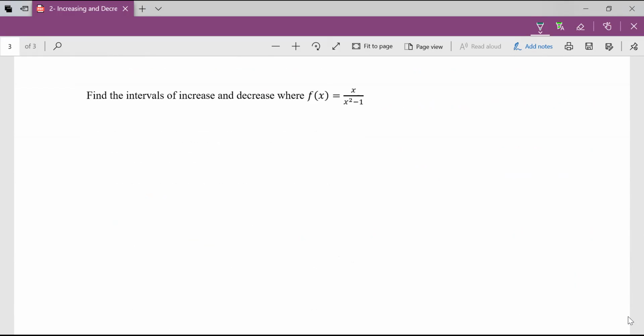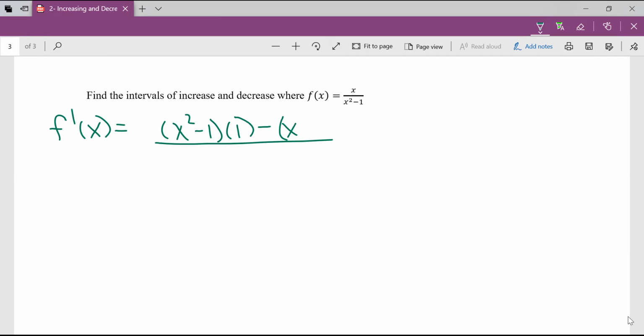Find the intervals of increase and decrease where f of x is equal to x divided by x squared minus 1. Okay, so I'm going to take the derivative here. Sometimes taking the derivative is the longest part. We'll use the quotient rule here. So bottom times the derivative of the top minus the top times the derivative of the bottom. Yes, I should be saying numerator and denominator. I'm a bad teacher, I know. Don't yell at me. Okay, bottom squared.